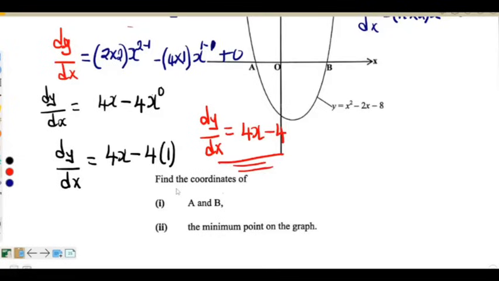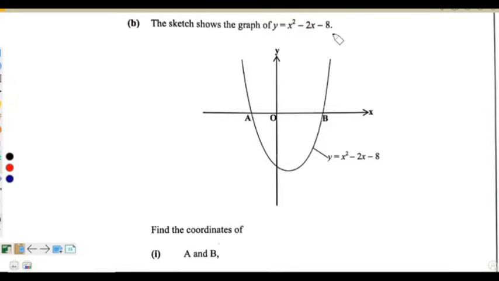That is how we differentiate functions. If you need more on calculus, you can view my videos. There are a lot of lessons under calculus so that you get more insights. Now let us look at question B.